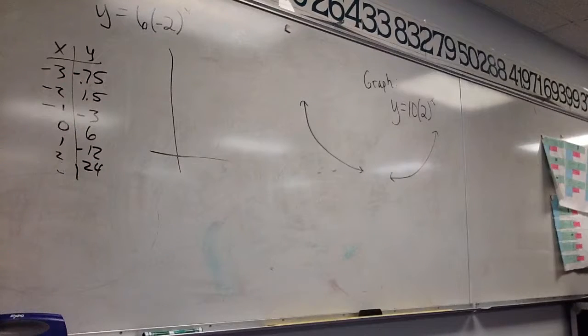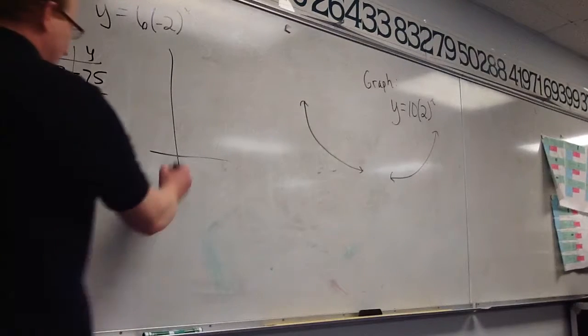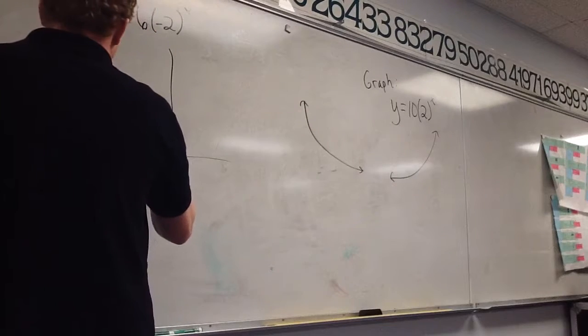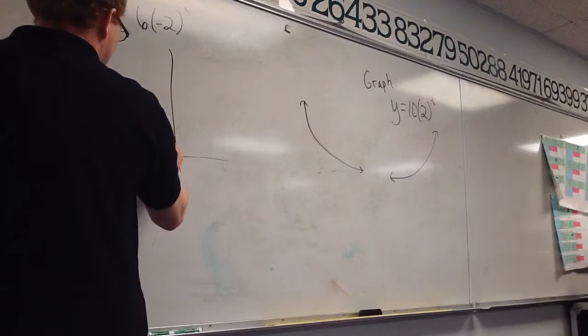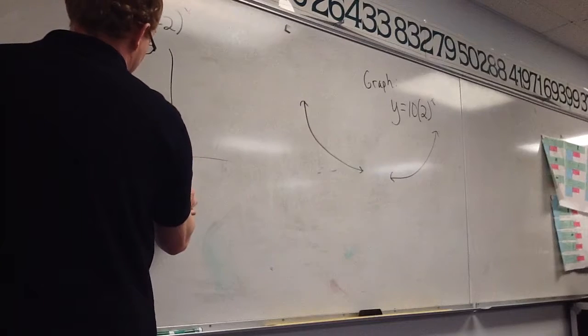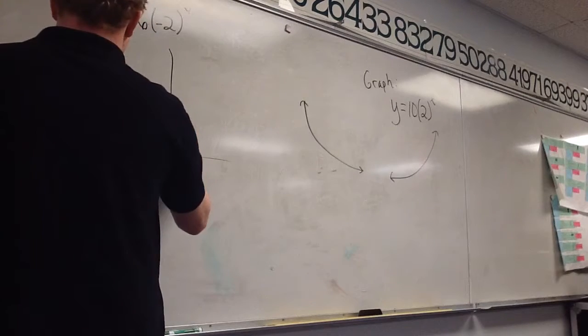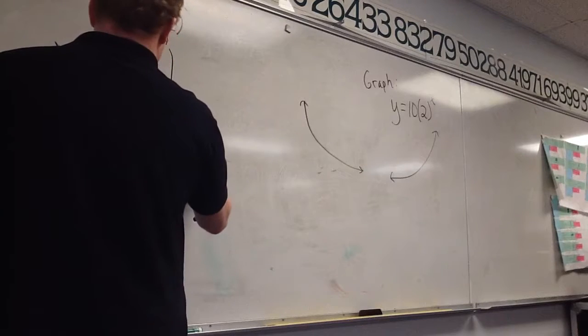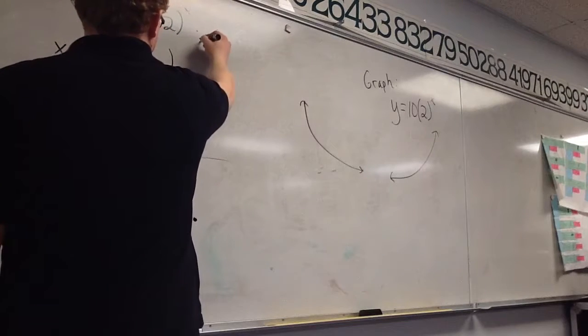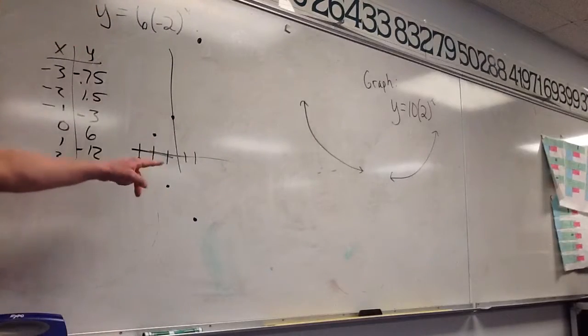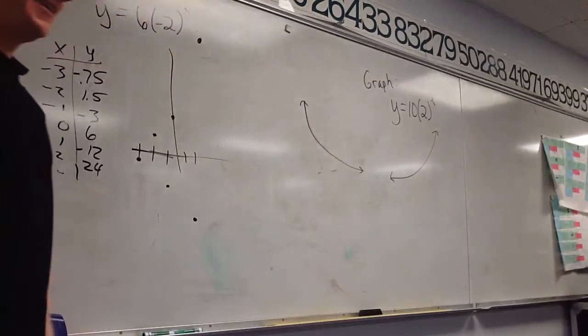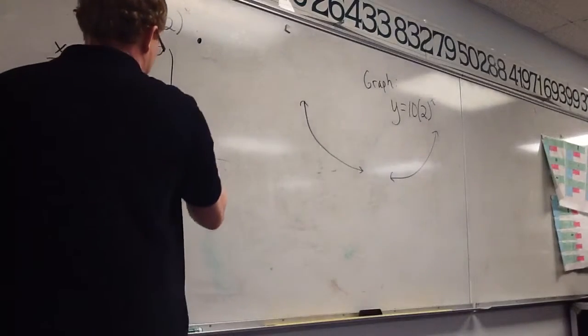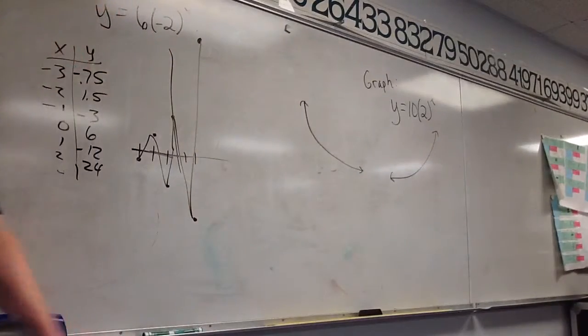Notice what's happening to the signs of these numbers. Negative, positive, negative, positive. If I graph that: -3, -0.75, -2, 1.5, -1, -3, 0, 6, 1, -12, 2, 24. It's going like doink, doink, doink. Like a heart monitor.